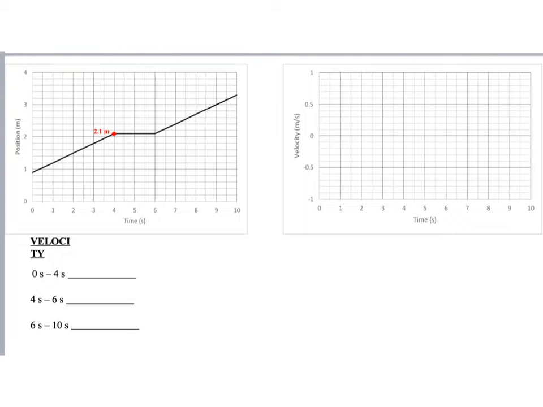So one of the first things that we need to do is figure out what is the actual position of our object here. And you can see in the first section, 0 to 4 seconds, we need to see where the object has moved to and from. We know that it's going to end at the position of 2.1 meters at the 4-second mark. And we know that it began at the position of 0.9 meters at the 0-second mark.